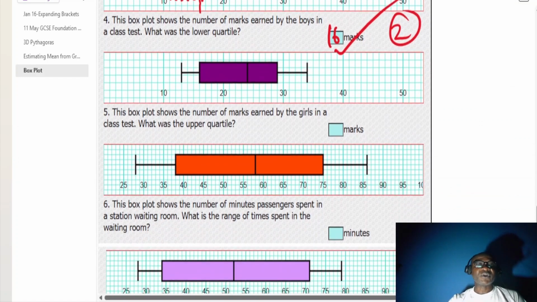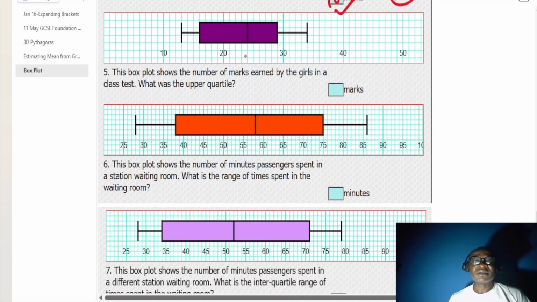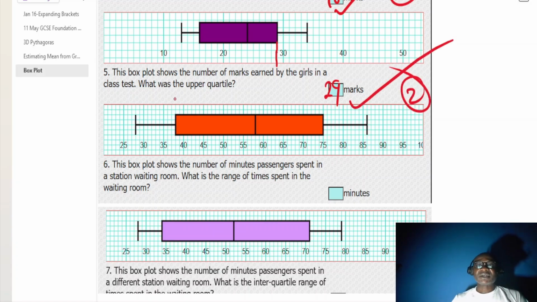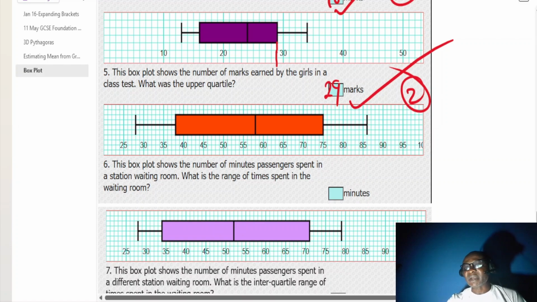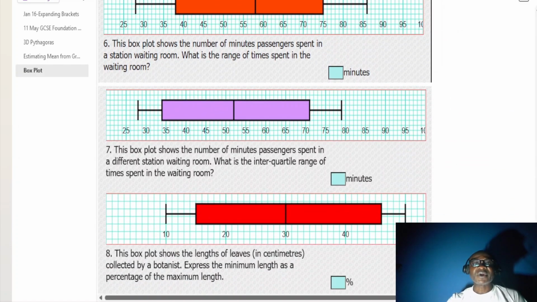Let's go to number 5. What do you have? The question asks, what is the upper quartile? What did you get? 29 marks. Okay, the upper quartile is the ending line of the rectangular box. One line below 30 is 29. So your answer is also correct. You give it 2 marks. Let's go to number 6.